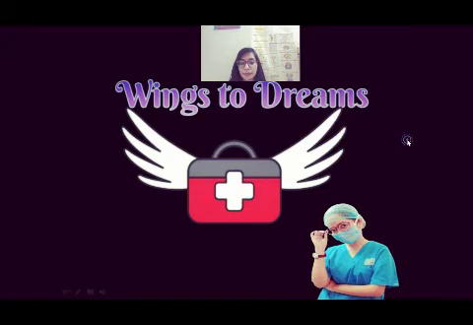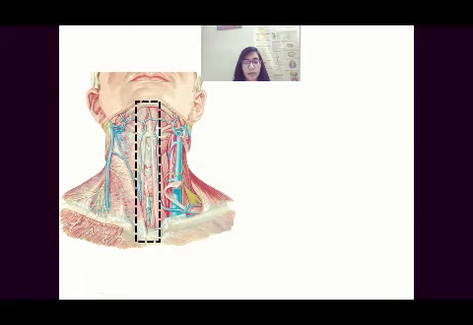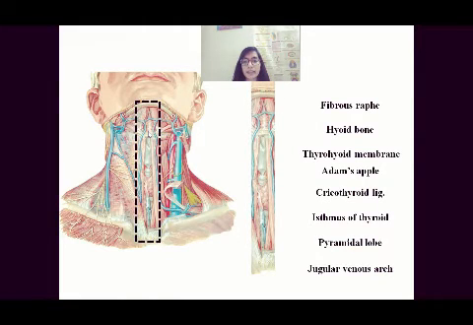Before going to the triangles of the neck, first we should know about the structures. These structures you are seeing here, what is this? This is the median raphe, this is the hyoid bone. This part you must know. This is known as the fibrous raphe, this is the hyoid bone, and then this is the thyrohyoid membrane.